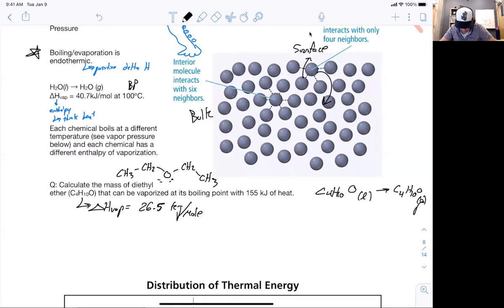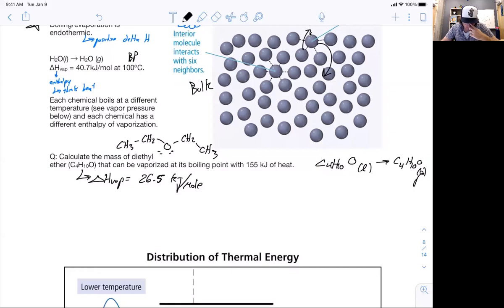Hopefully not. It says calculate the mass of diethyl ether that can be vaporized at its boiling point with 155 kilojoules of heat. So we're putting in 155 kilojoules of heat, and we want to know how much diethyl ether evaporates.